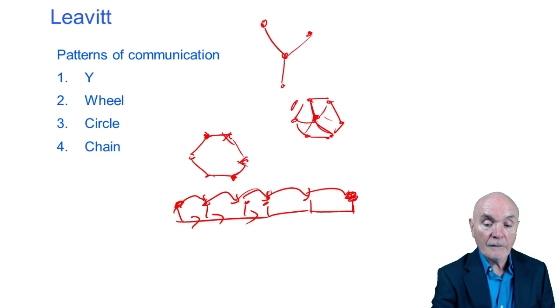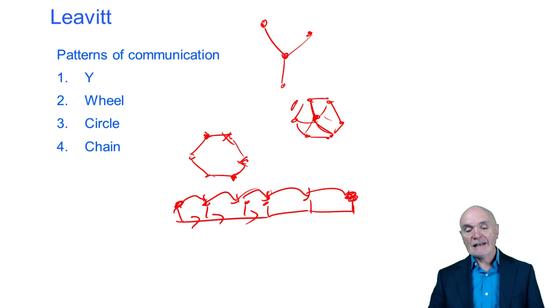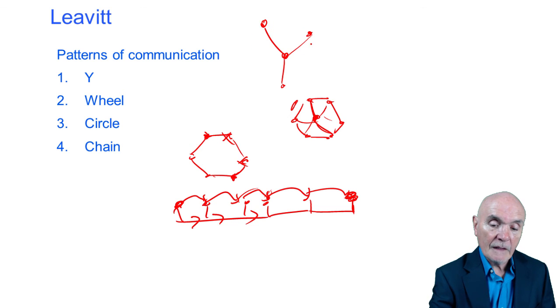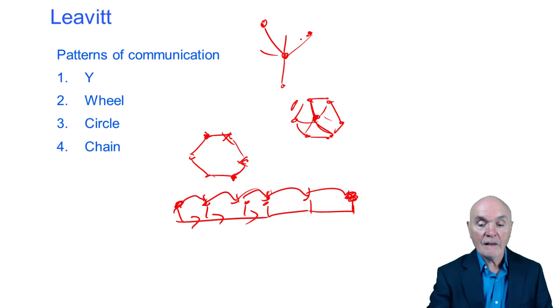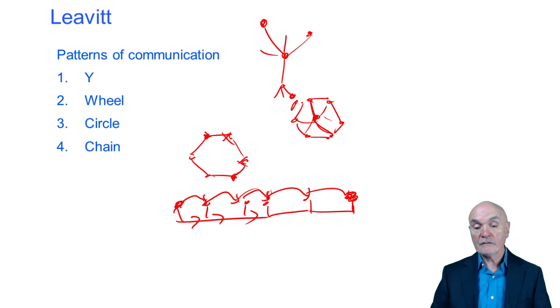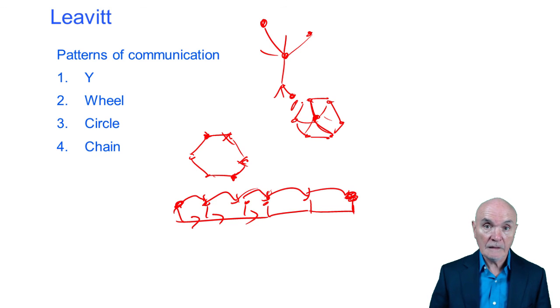And the Y is a kind of central clearinghouse here. It's becoming a little bit like a chain in some ways, but it's not limited to just two people in the Y there. So we can communicate from here to down here by going down this Y shape, and that's probably going to give a reasonably fast method of communication. But just know what they are: the Y, the wheel, the circle, and the chain.